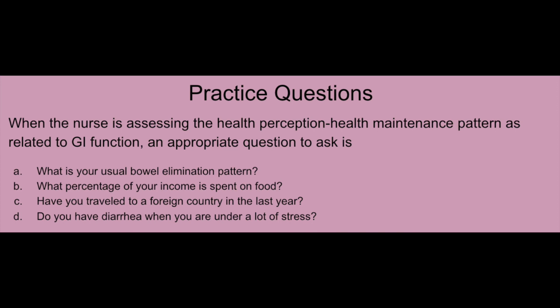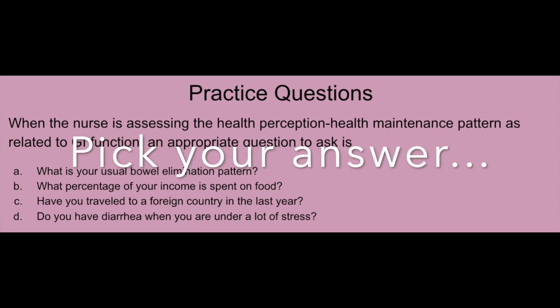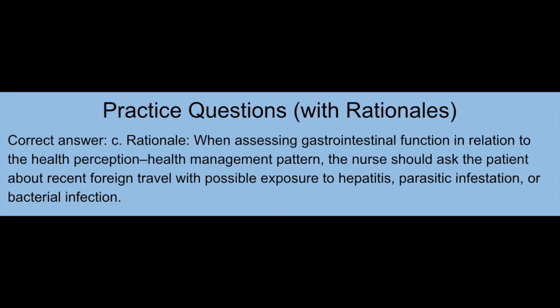When the nurse is assessing the health perception health maintenance pattern as related to GI function, an appropriate question to ask is: A. What is your usual bowel elimination pattern? B. What percentage of your income is spent on food? C. Have you traveled to a foreign country in the last year? D. Do you often have diarrhea when you are under a lot of stress? The correct answer is C. Please pause the video for more information.